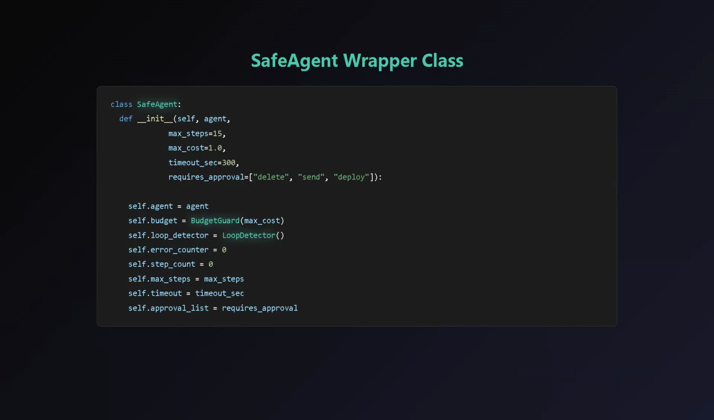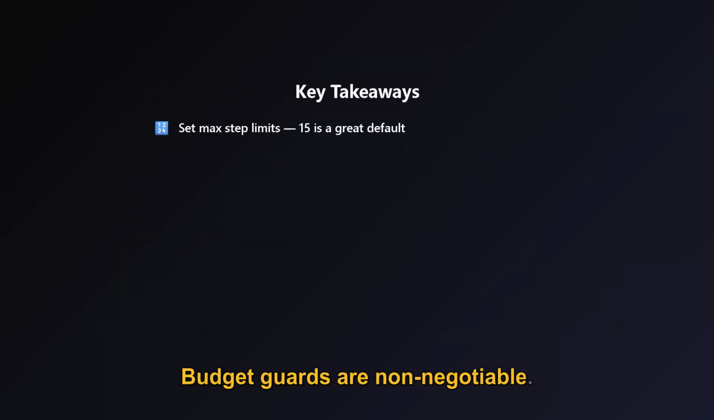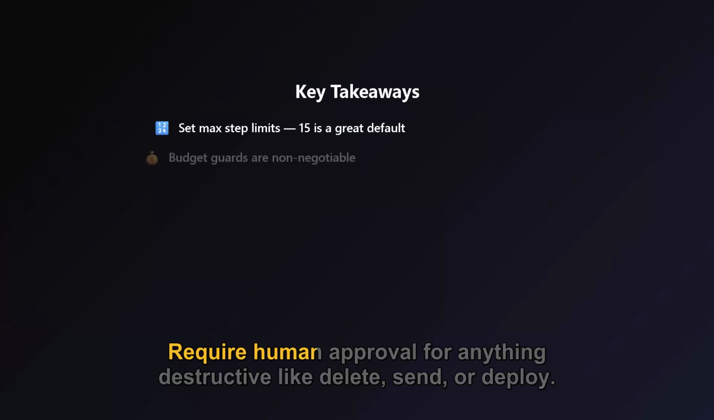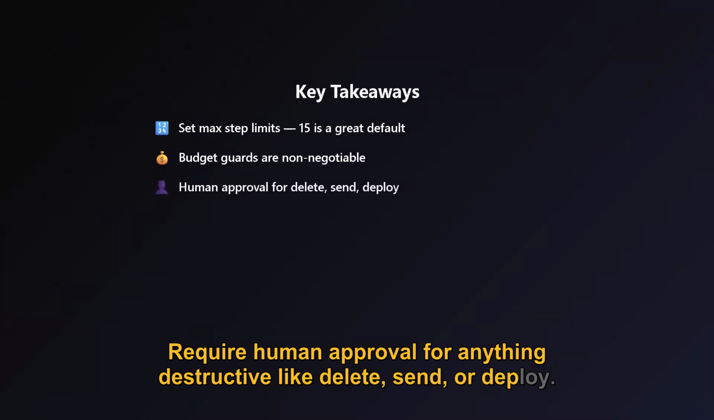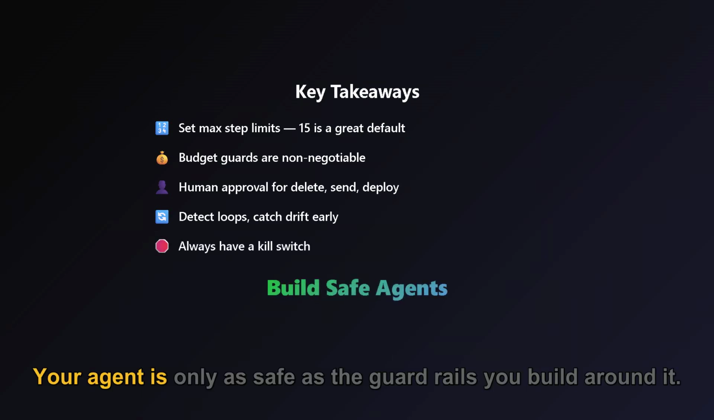Let's recap. Set a max step limit. 15 is a great default. Budget guards are non-negotiable. Require human approval for anything destructive like delete, send, or deploy. Detect loops, catch drift, and always have a kill switch. Your agent is only as safe as the guardrails you build around it.